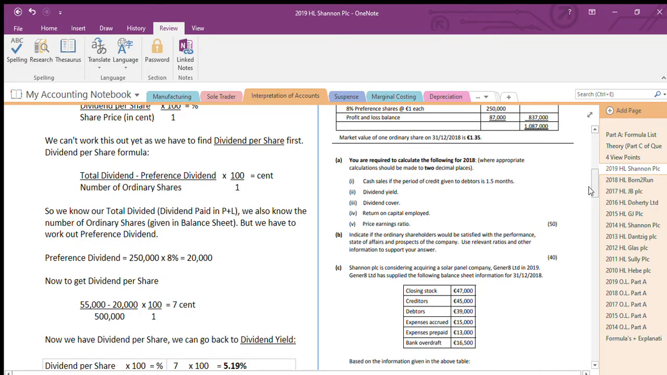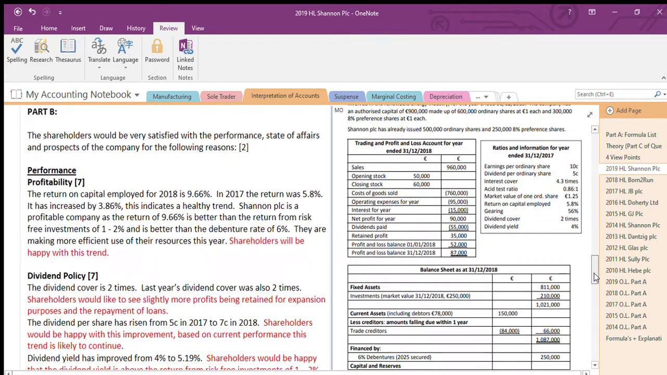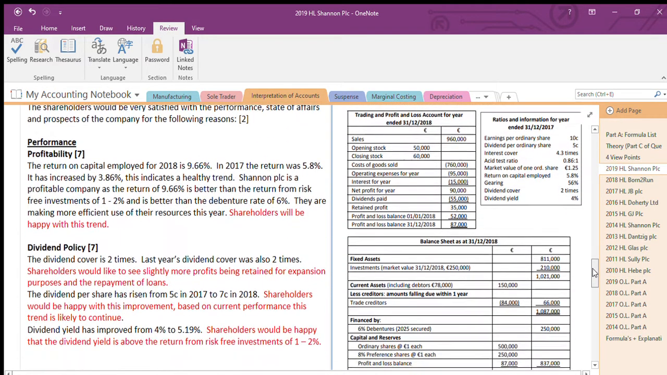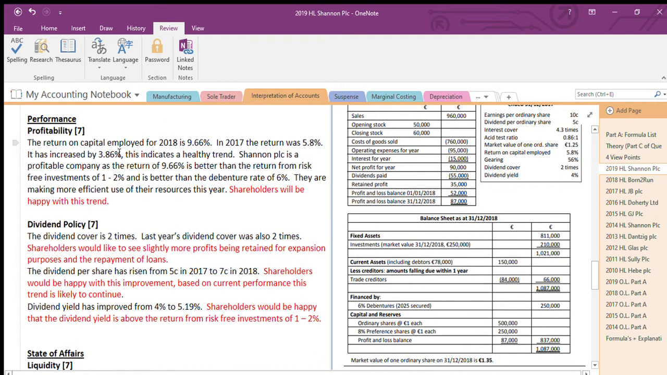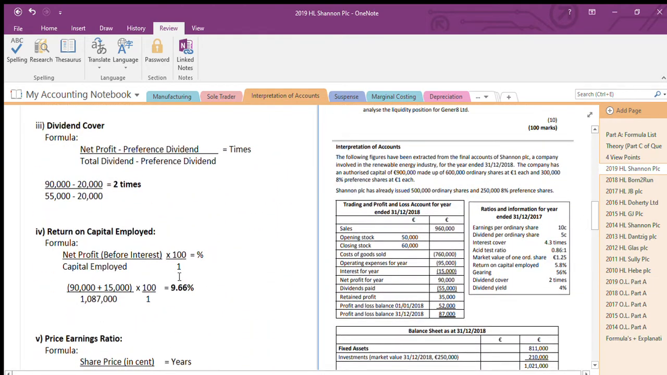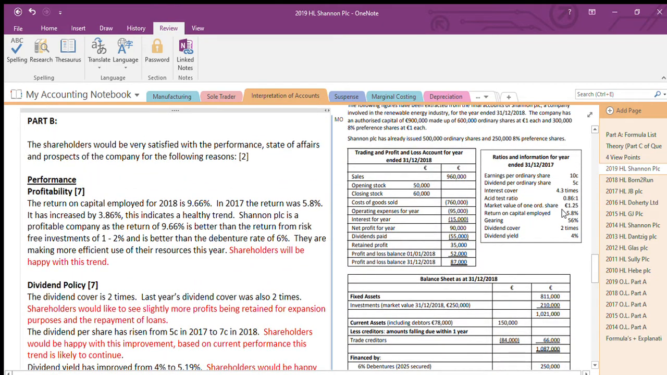So I looked at this before. Again, we've done the ratios, part A, B part. I started the last day with profitability. Again, there's a pile of information here. It looks confusing, but all I said to you the last day was, for profitability, you look at this formula, return on capital employed. And for 2018, the figure that you'll need to find, you would have found it up here somewhere in the fourth part, 9.66%. And 2017, that's given here, 5.8%.